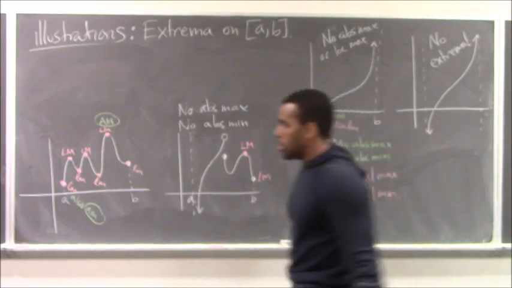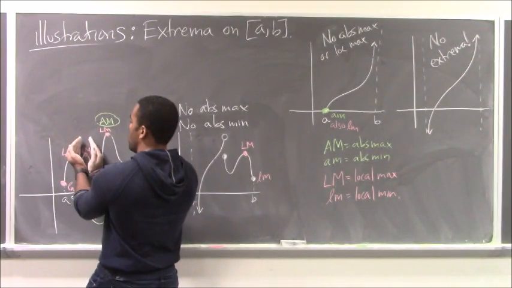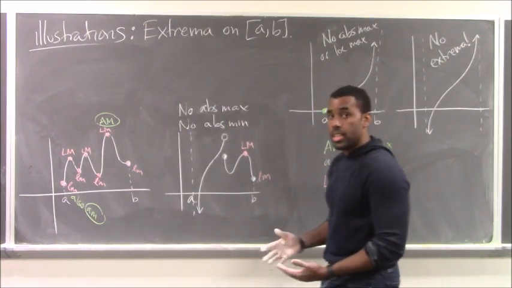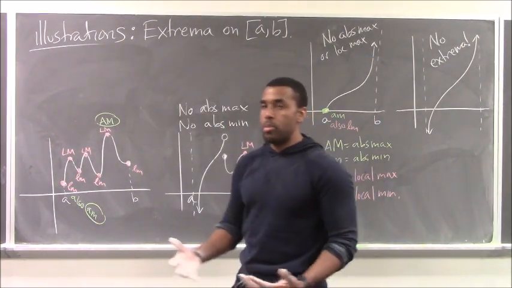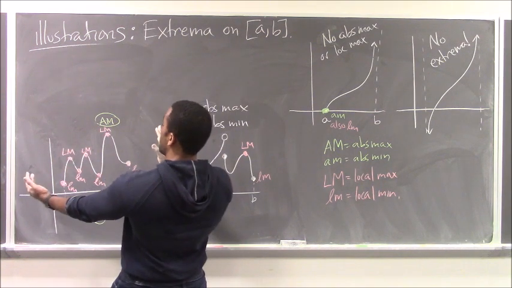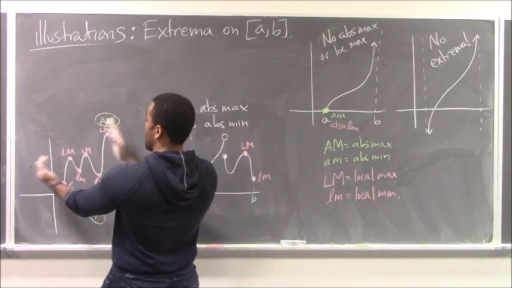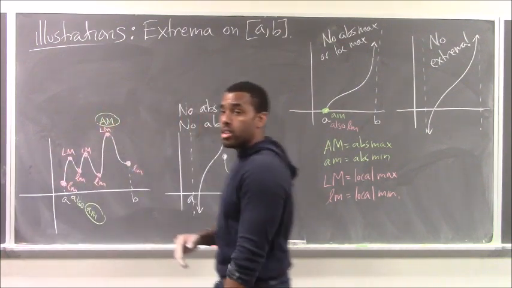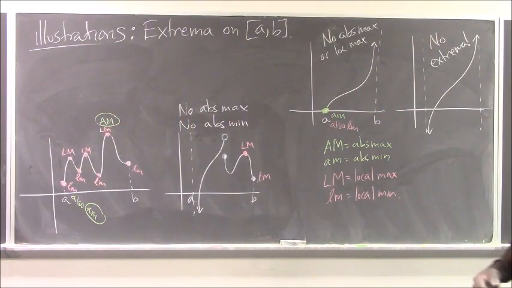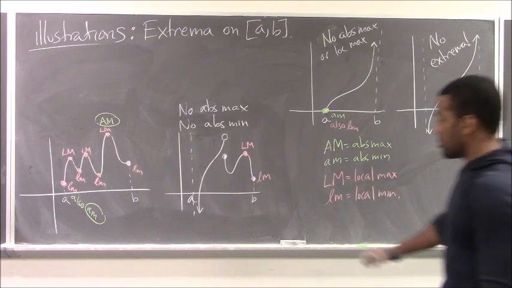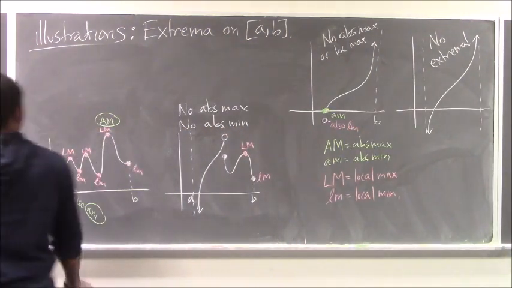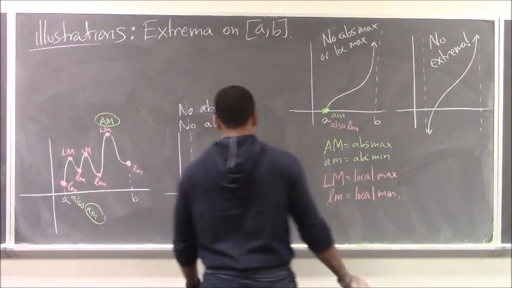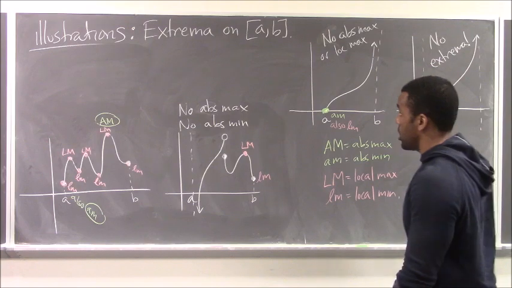When it comes to local, you're looking at just a small window around that part of the function, and who is the biggest or smallest guy in that small window. When you're talking about absolute max and mins, you're looking globally across a very large scale and seeing who is the biggest on that entire interval, or who's the smallest on that entire interval. Right, so hopefully that gives you some appreciation for what absolute extrema are and what local extrema are.